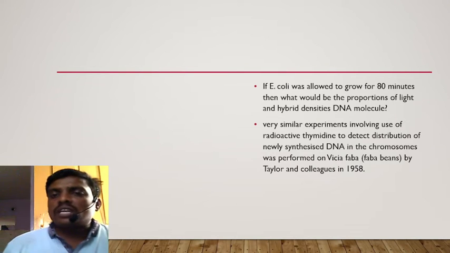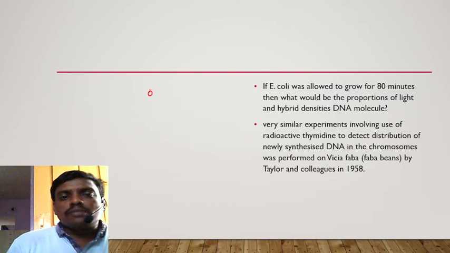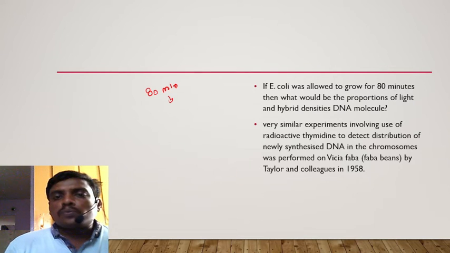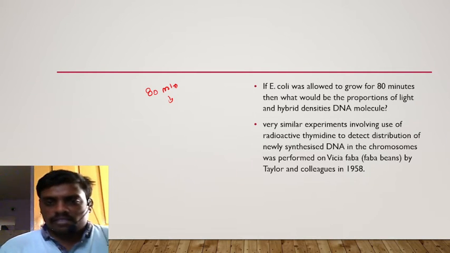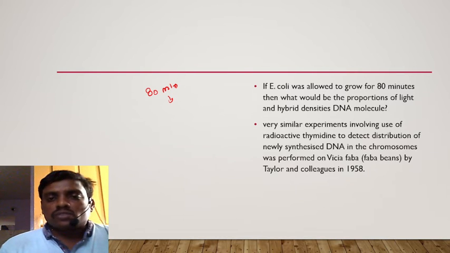If E. coli was allowed to grow for 80 minutes, how many minutes? 80 minutes. Then what would be the proportion of light and hybrid densities? Let me ask you this question.